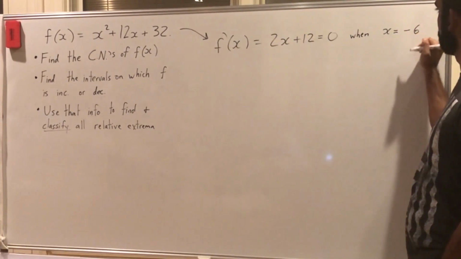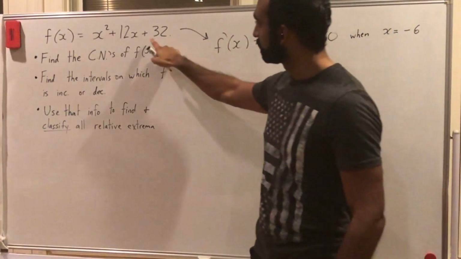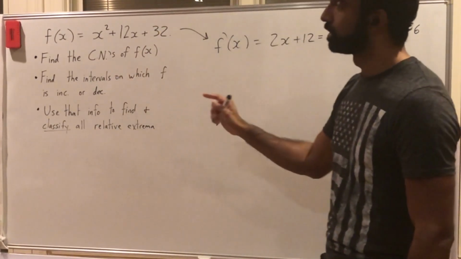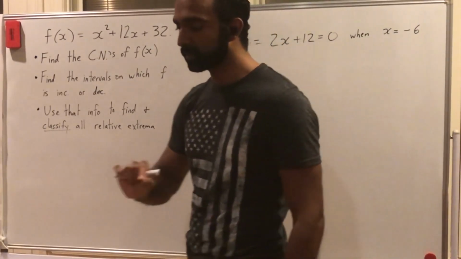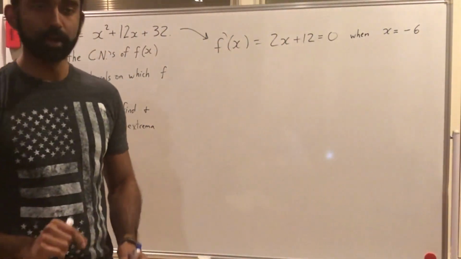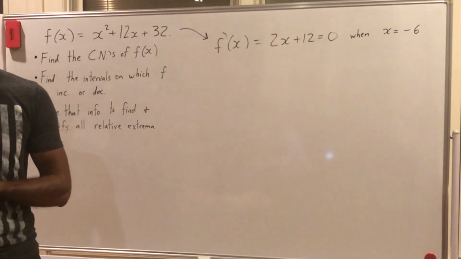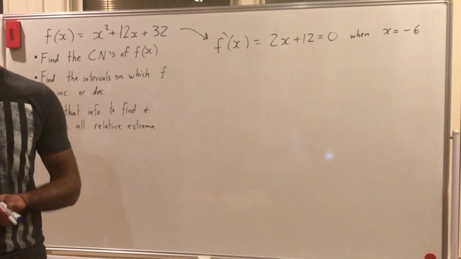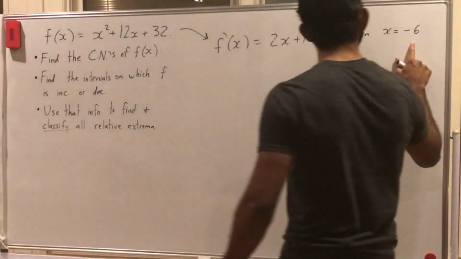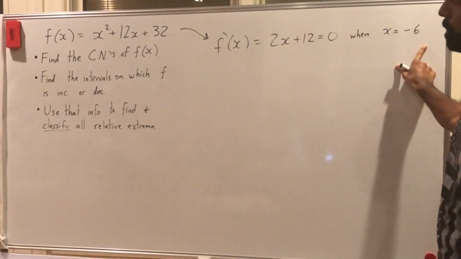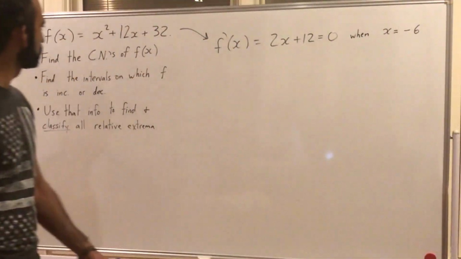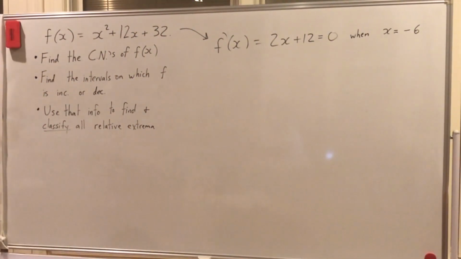If you plug negative 6 back into the original, is it defined at negative 6? Yes. Okay, so that is a critical number. So just a quick recap. In order for something to be a critical number, it has to not only make this derivative either 0 or undefined, it has to also be defined in the original function. So vertical asymptotes will not be critical numbers, right? No. Okay. So negative 6 is my critical number.